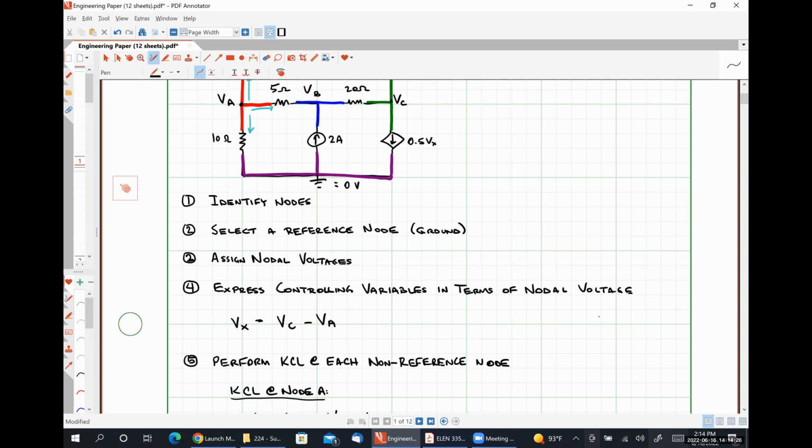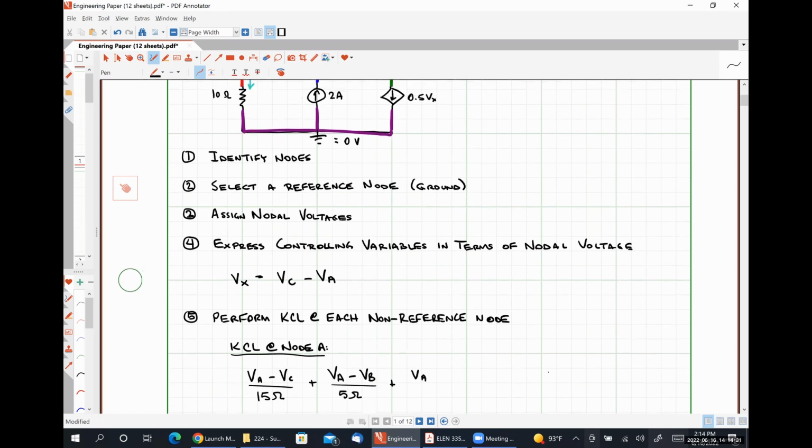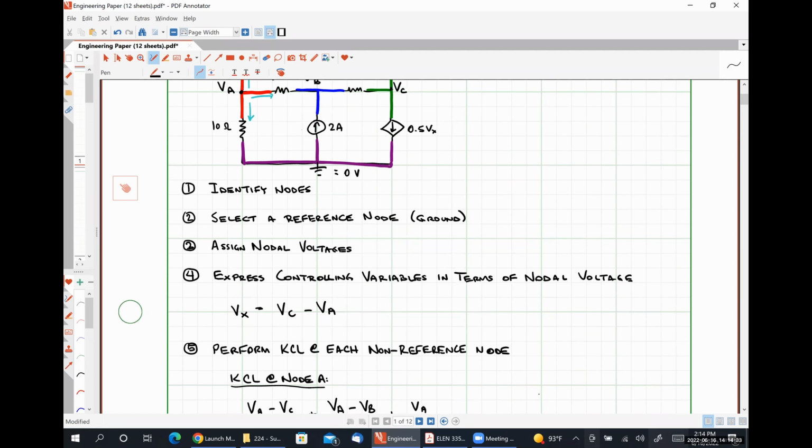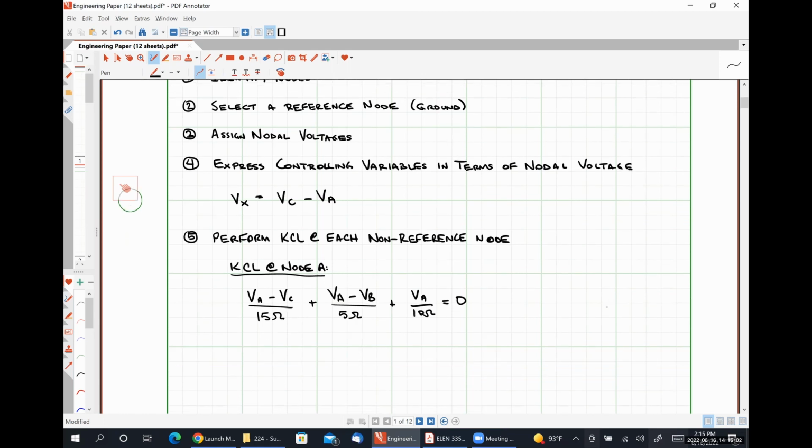And finally, we're going to have the current flowing down. So the current starts at node A. So we're going to have plus VA. It ends or flows into our reference node, which has a voltage of 0. So I'm going to have VA minus 0, or just VA, over 10 ohms. And since there are only 3 currents flowing out of node A, I've identified all of them, expressed them in terms of my nodal voltages, so I'm ready to set this KCL equation equal to 0. And then I repeat this process for nodes B and C.